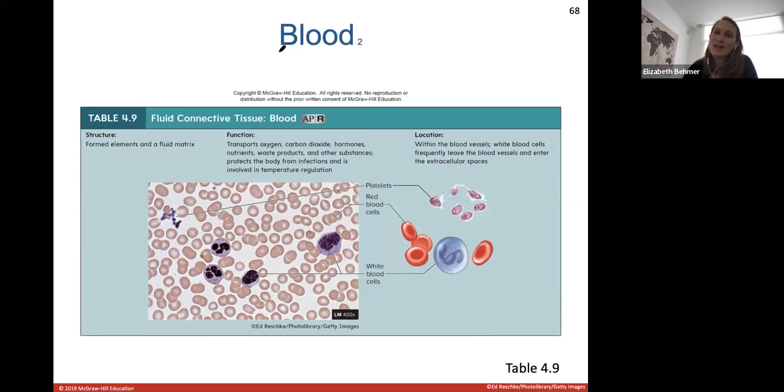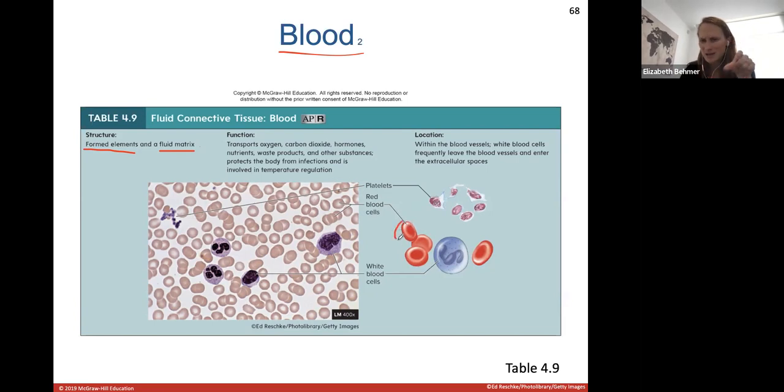But again, we're talking about blood as a type of connective tissue. So the structure is the formed elements, which are the cells in blood, and the fluid matrix, which is the plasma. So when you take a blood sample, let's say you are getting a blood test done, they just take out blood from your arm. And then they'll centrifuge or spin down the blood sample very quickly to separate it out. The red blood cells will float to the bottom. The plasma floats to the top, that's the liquid portion, and in between are your white blood cells and platelets.